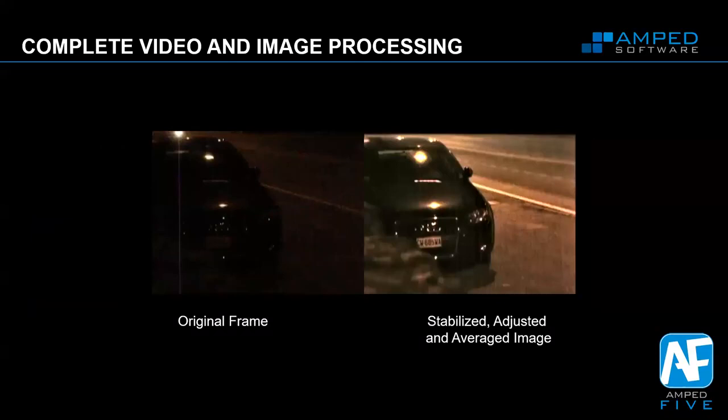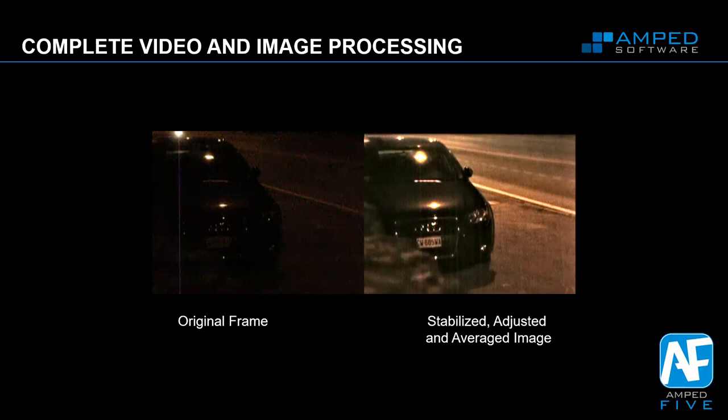So just an example, if I have a single frame of video, like the one on the left, you'll notice it's dark. There's not quite enough information, but because this was a video, if I can stabilize that license plate and put it in the same spot, adjust the levels so that it's easier to see, and then average all of the noise out, then I can get a really good result of that vehicle.